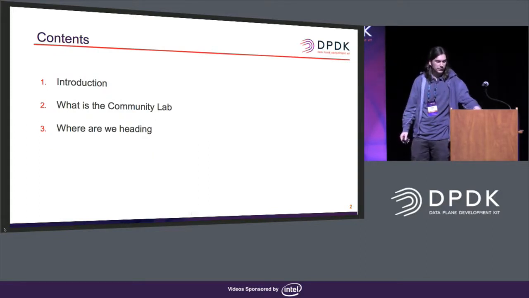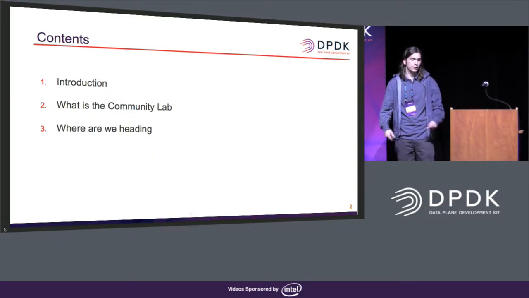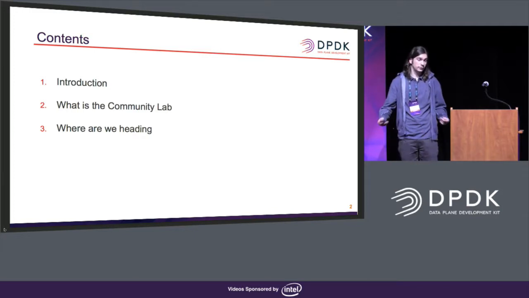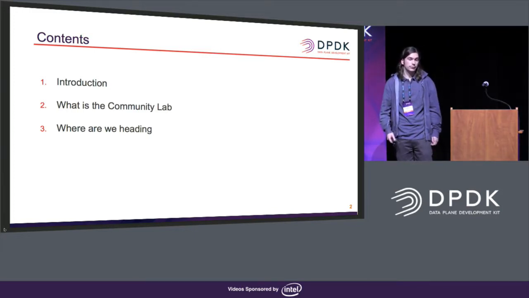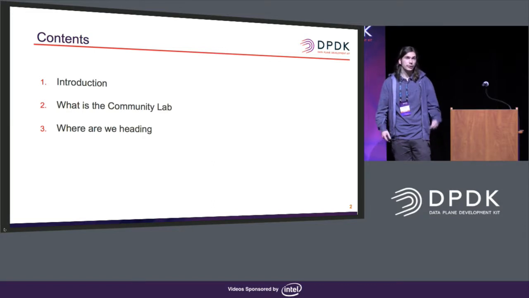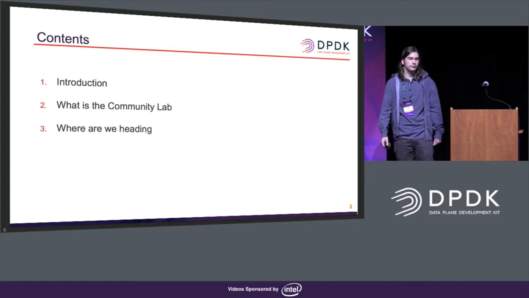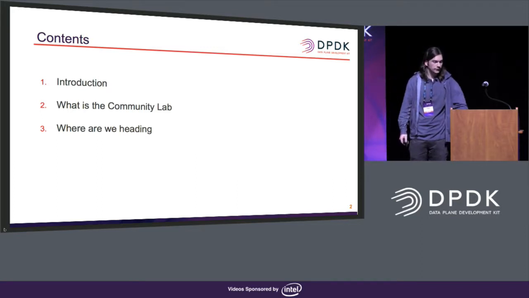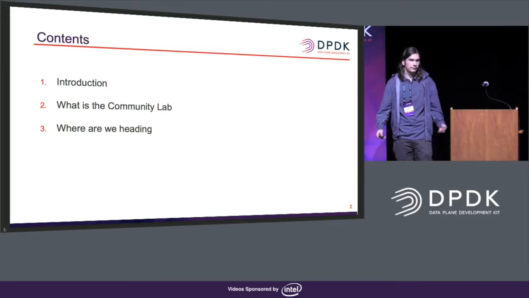I'll be talking about what the Community Lab is about and what we will be doing in the future. I'll also talk about some of the performance results we've collected over time, because we essentially do performance testing, collecting relative performance results between member companies. For more context, I work at the University of New Hampshire InterOperability Lab, and the lab is hosting this DPDK testing service.